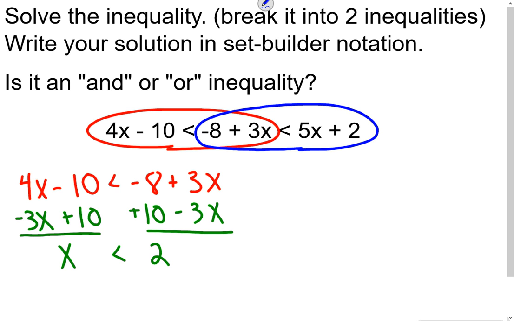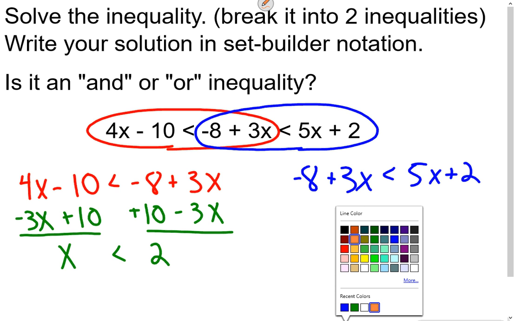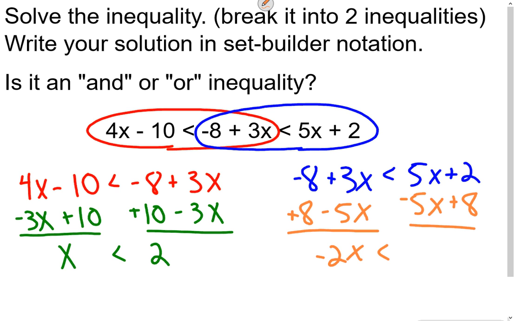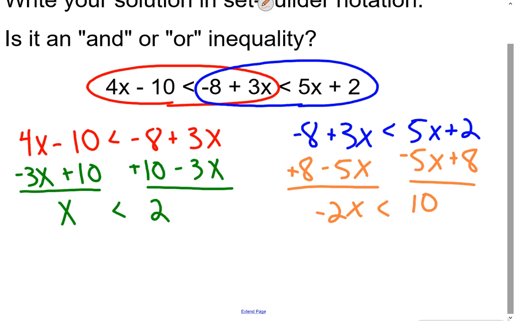I'm going to go to what I circled in blue. Negative 8 plus 3x is less than 5x plus 2. And I'm going to solve this one. So on this one, I'm going to subtract the 5x from both sides. I'm also going to add the 8 to both sides. Now we have negative 2x less than 10. I have to divide by negative 2. Now I have x here, I'd have negative 5. And again, remember, when we divide by a negative, we have to flip the sign.